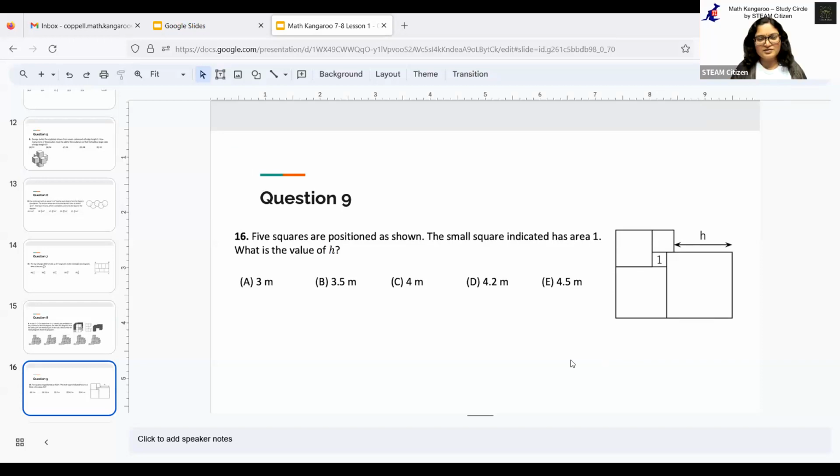Can I get a clue, please? A clue? One of the clues I'll give you is, in this case, you can actually assume a side length, and it'll help you.